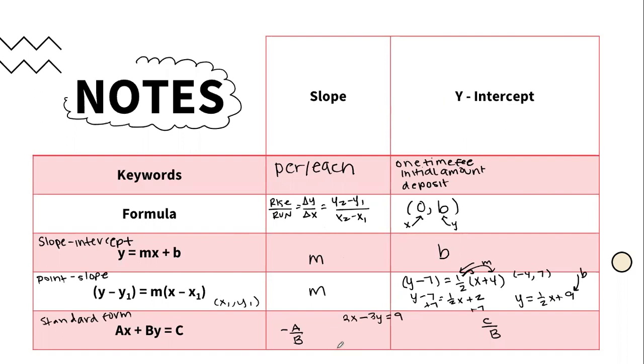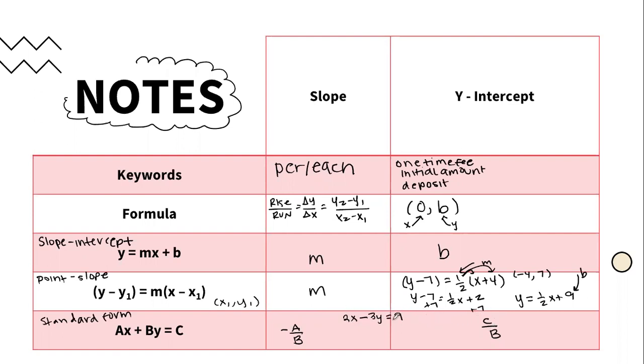2x minus 3y equals 9. Some of you can look at this, and at this point, you may be saying, okay, if the slope is -a/b, a is 2 and b is -3, -2 over -3 would be +2/3, and that would be the slope of this line. And then some of you are like, okay, if the y-intercept is c/b, c is 9, b is -3, 9 over -3 would be -3.